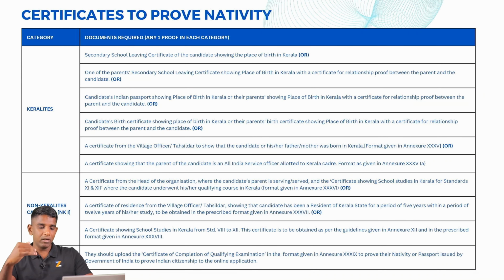The format is given and can be used, or if the candidate has a passport, they can use the passport to prove that they are a citizen of India. So these documents will need to be uploaded into the application form.